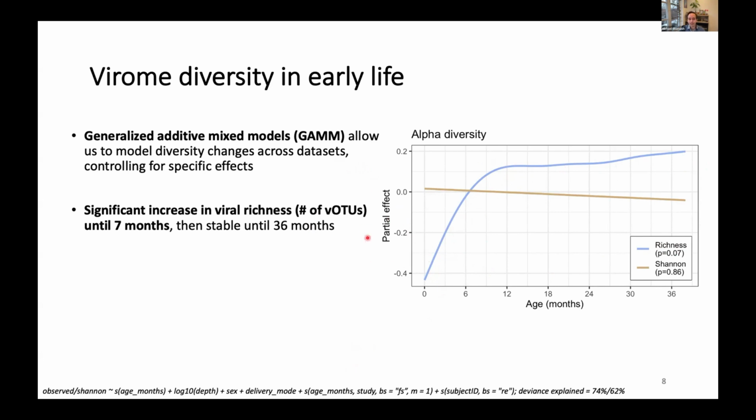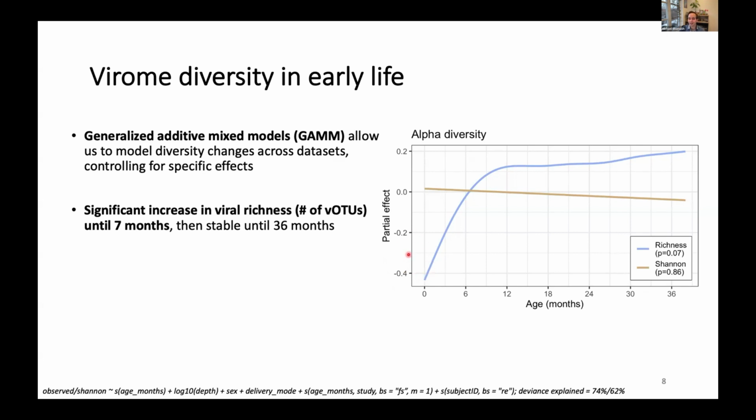And you'll notice on the y-axis here, it says partial effect, and some of these numbers are even negative. So this is how a lot of the plots that I'll present today will look. This is what we get after running a GAM, where it's not signifying directly that there were negative 0.4 viral OTUs at birth. Of course, that doesn't make sense. You can't have negative viruses in your gut.